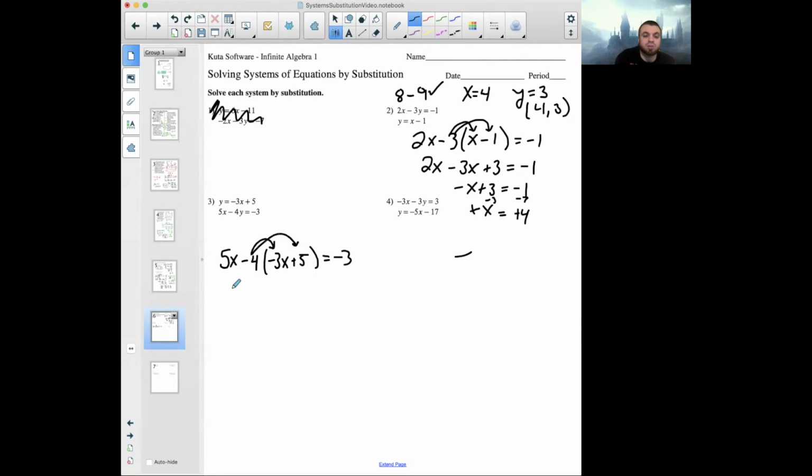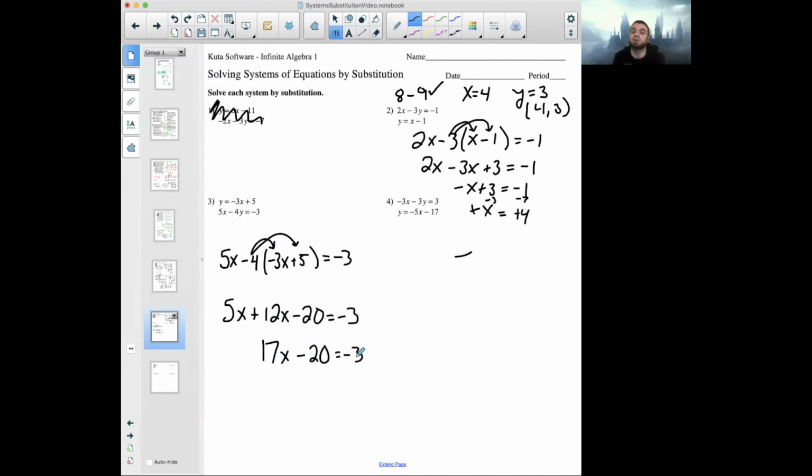Now I'm going to distribute: 5x plus 12x minus 20 equals negative 3. Make sure you can see why the negative times the negative gives me a positive. So 17x. So we combine like terms.